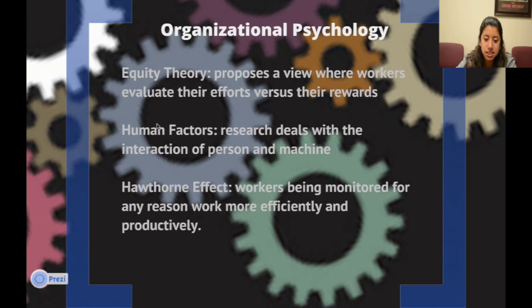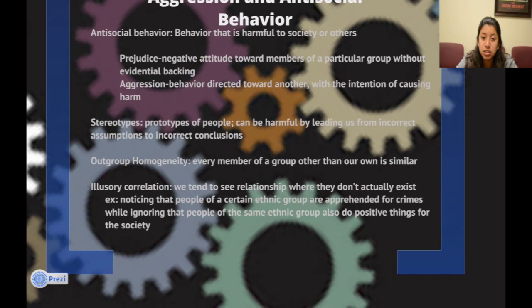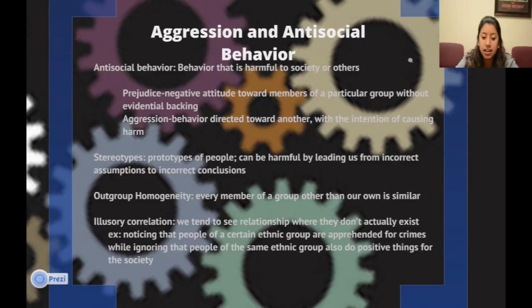Alright, so what is antisocial behavior? Antisocial behavior is behavior that is harmful to society or others. For example, prejudice is a negative attitude towards members of a particular group without evidential backing.